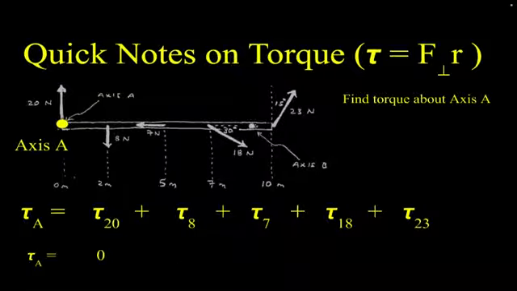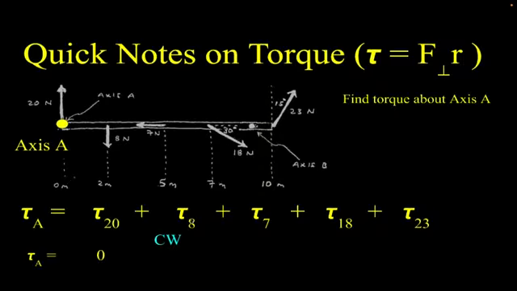That 20 Newton force is going to make no torque at all. It's pushing right on the hinge. You wouldn't be able to make the door rotate clockwise or counterclockwise. In fact, it wouldn't go anywhere if you pulled right on the hinge. And so that torque is going to be 0.